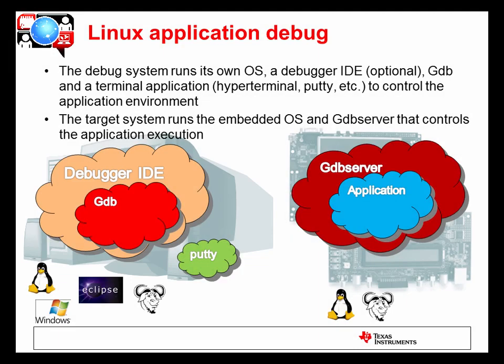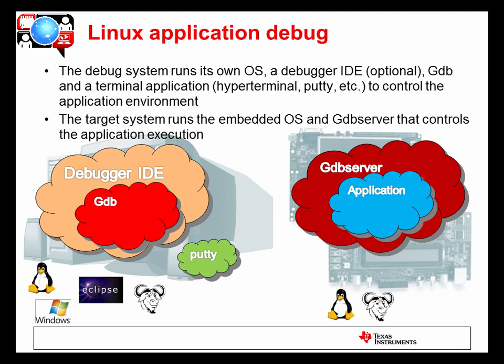This picture illustrates the Linux application development environment from a software perspective. You may have already noticed, but I'll emphasize it anyways. Linux application debugging can be done entirely with open source software. The host PC on the left can run any operating system. In our environment, it can be either Linux or Windows. Also, it must have GDB and an optional debugger IDE.